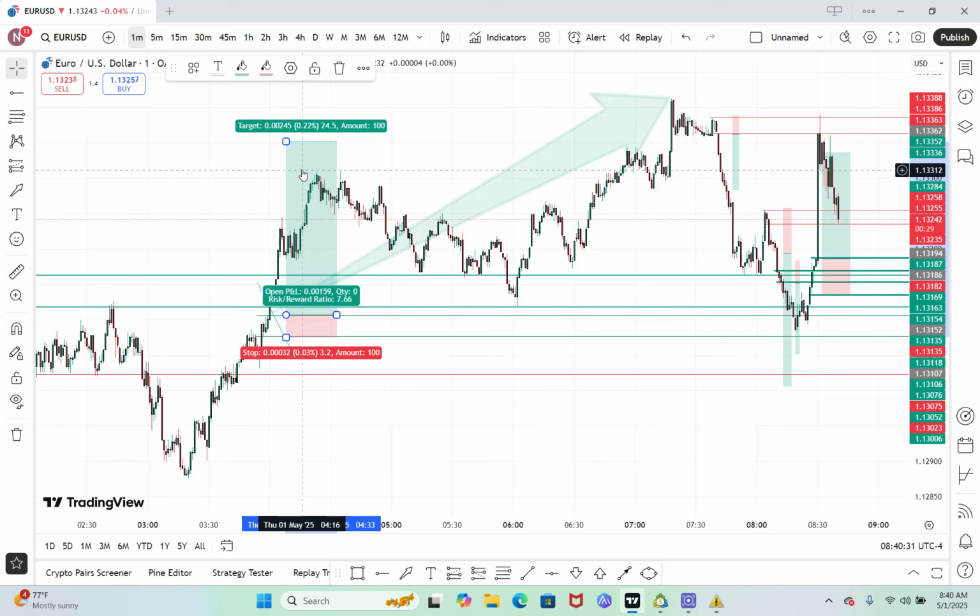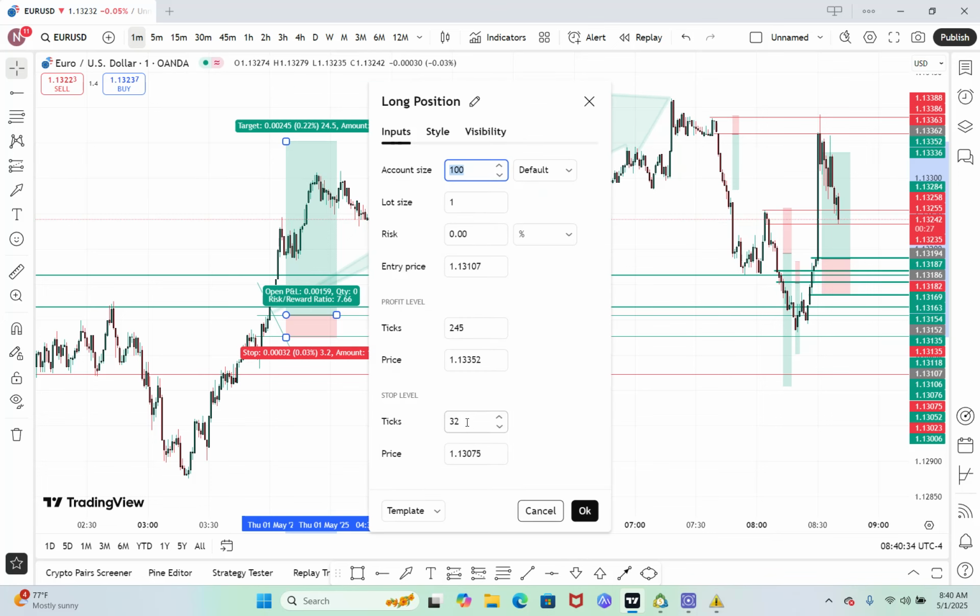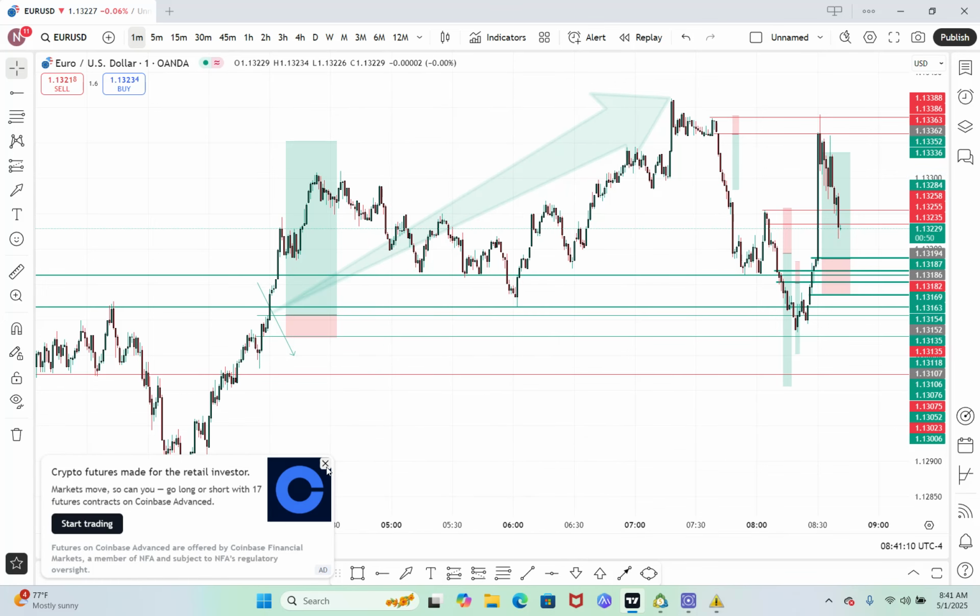Let's look at the reward to risk. Okay, 32 pip, so this would be about 1 to 7 risk to reward. If we wanted, we could have profited 1 to 7. We only took 1 to 3 and we could have profited at least 1 to 7. So you see how powerful this strategy is. If I wanted, I could even use a 1 to 5 risk to reward ratio and be highly profitable with this strategy.